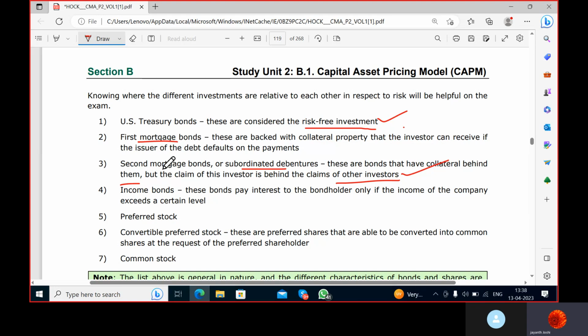Hello. Can you explain, sir? See, the first collateral claim means what? No problem, we can discuss. I'll give you a real time example of such kind of bonds. We'll see what kind of bonds exist in India, because I'm not investing in bonds these days. Just a second. Subordinated debentures.